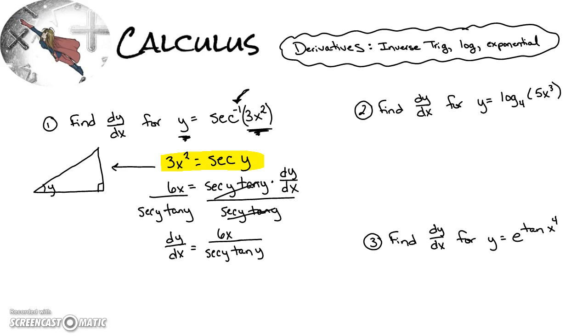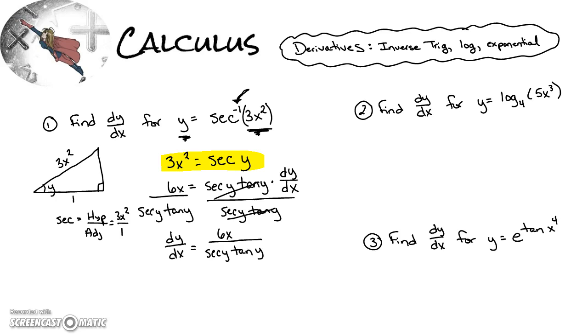Now remember, secant is hypotenuse over adjacent. So if it's 3x squared, think of that as 3x squared over 1. So the hypotenuse would be labeled 3x squared. The adjacent would be labeled 1. Now we just need to come up with what this missing side is. I'll get rid of that arrow.